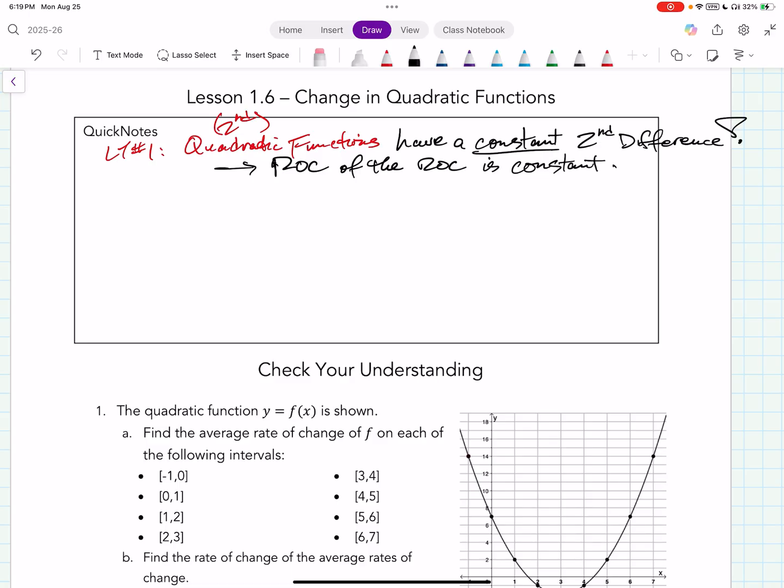Okay, second learning target here, LT number 2. Average rate of change, your AROC, takes the change in the output, Y, and divides it by the change in the input values, which is delta X. So same thing here that you always know: the average rate of change is delta Y divided by delta X. This is your output values divided by your input rate of change.